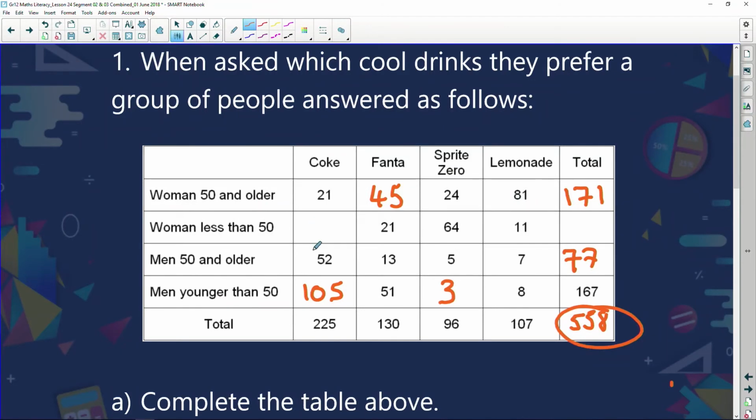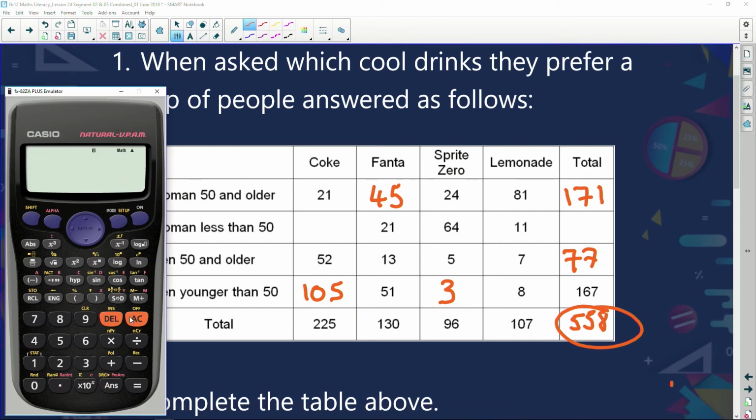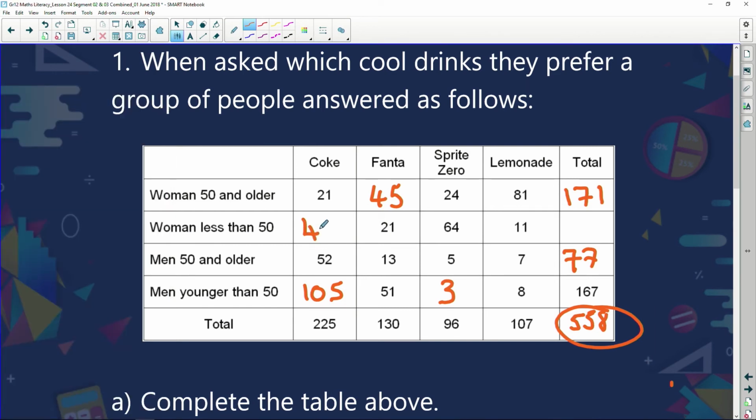Again, exciting news, because it's allowing me now to fill in this column. Why? Because I've only now got one missing. So let's do that quickly. A total of 225 people like Coke, minus 105 men younger than 50, minus 52 men older than 50, minus 21 women older than 50, gave me a total of 47 women younger than the age of 50 who liked Coke.